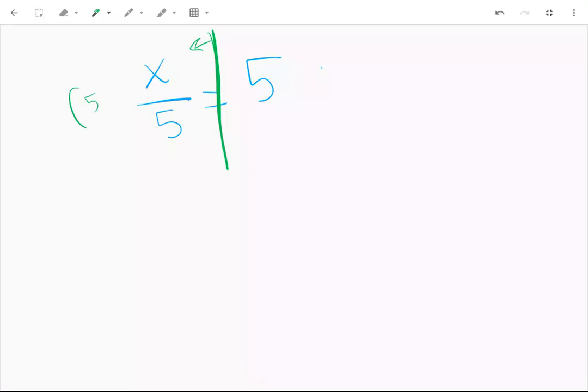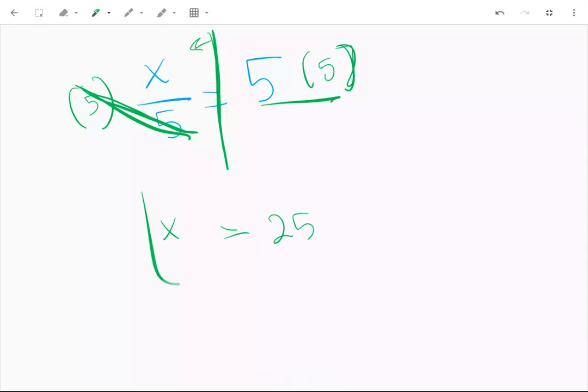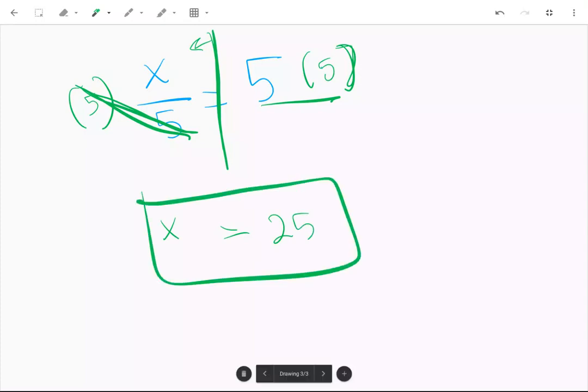The easiest way to do this is use our parentheses. Remember, parentheses mean multiply. So I'm going to multiply times 5 on both sides of the equation. Well, 5 divided by 5 is 1, so we get a 1 coefficient, or just x. And 5 times 5 gives us 25. So we have x is equal to 25.